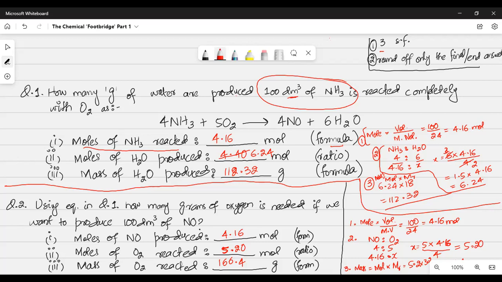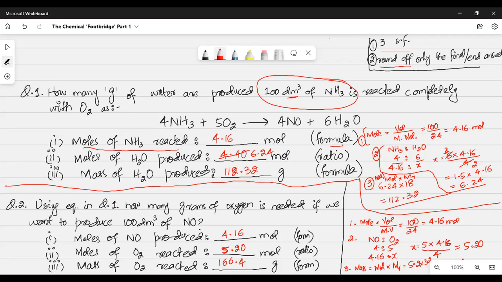Remember the rule: three significant figures and no rounding off in original parts. We only round off the final answer. So even if it seems to be 4.16667 on the calculator, you only take three significant figures, that is 4.16 mole. Are we clear so far? Yes, sir. Good. Then let's move to the second step.